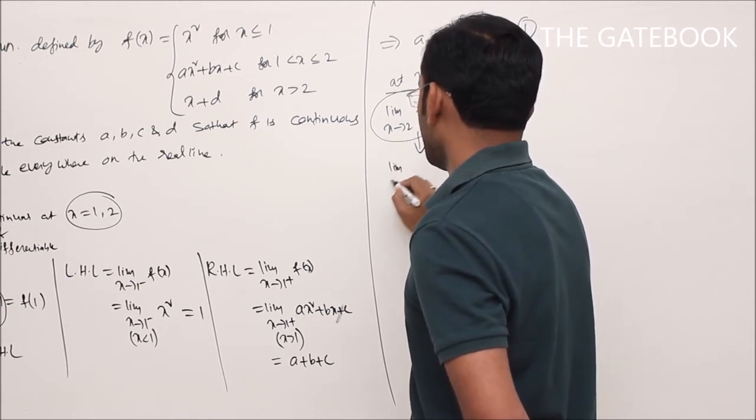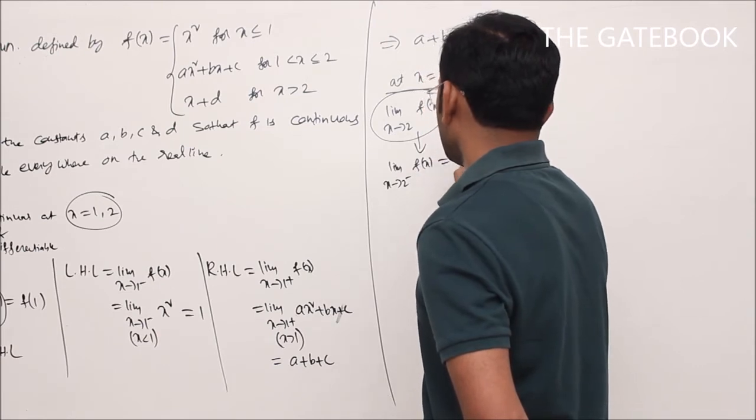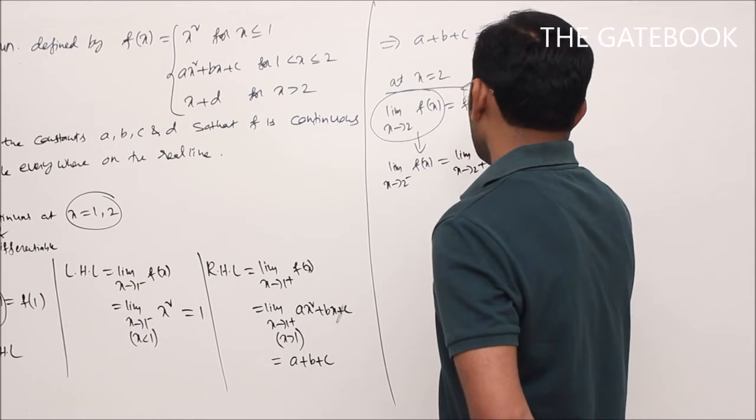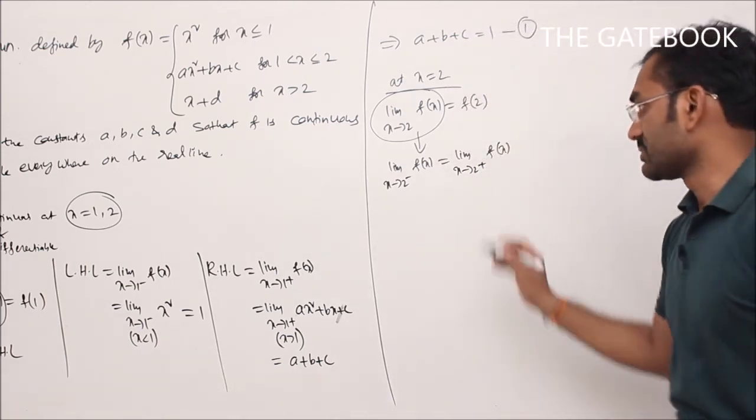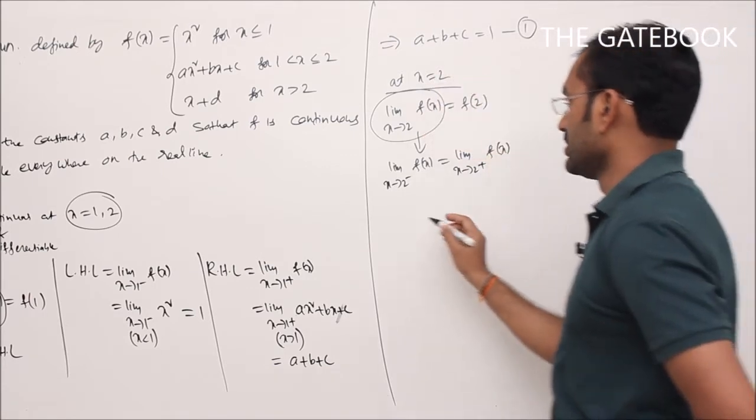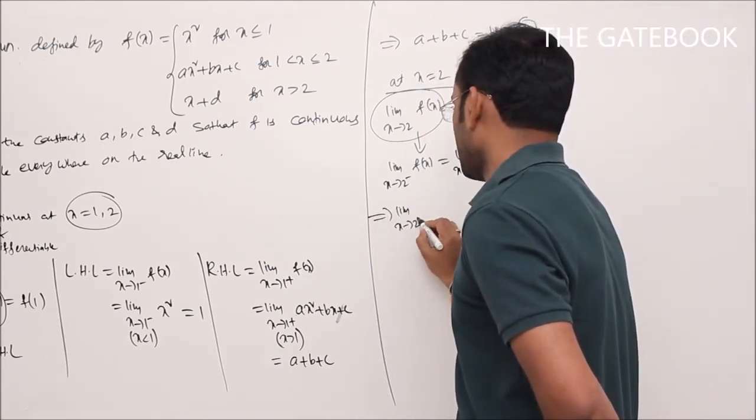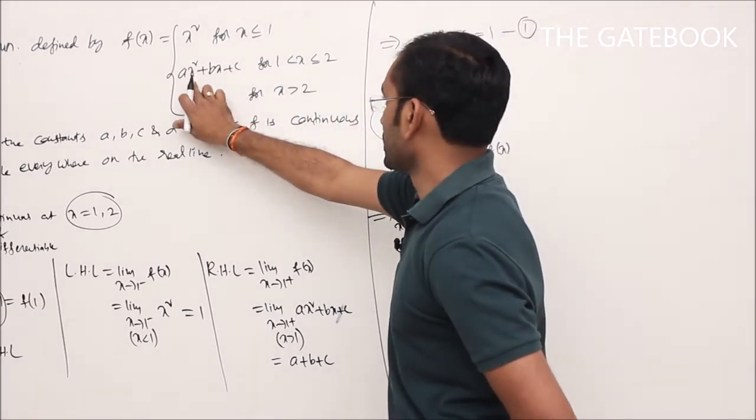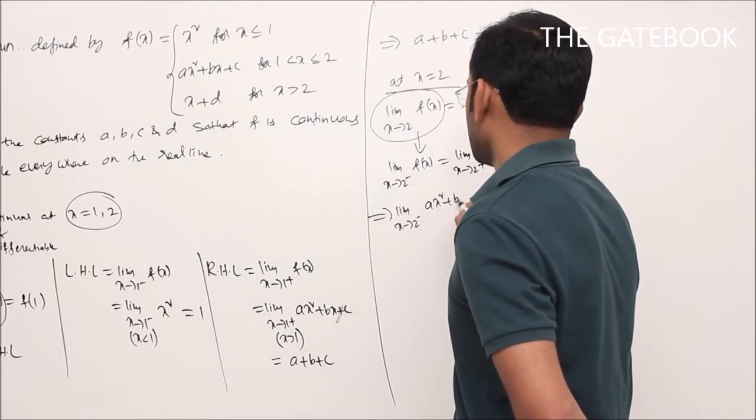What is that LHL here? Limit x tends to 2 minus f of x must be equal to limit x tends to 2 plus f of x. Left hand limit at x is equal to 2 must be equal to right hand limit at x is equal to 2, then that limit value exists. So again here, what is that left hand limit? x tends to 2 minus means x value less than 2. When x less than 2, the corresponding function is ax square plus bx plus c.